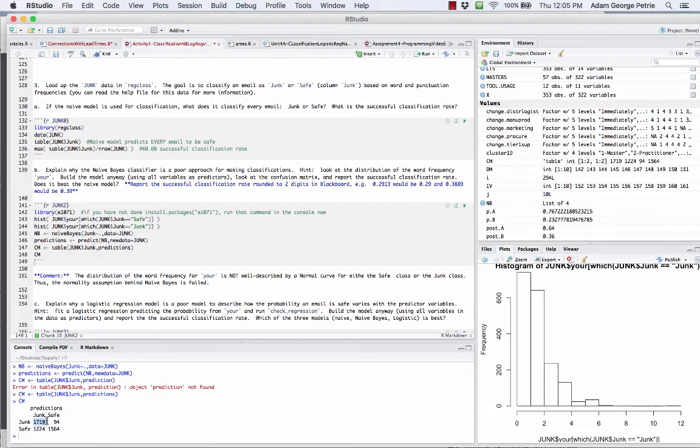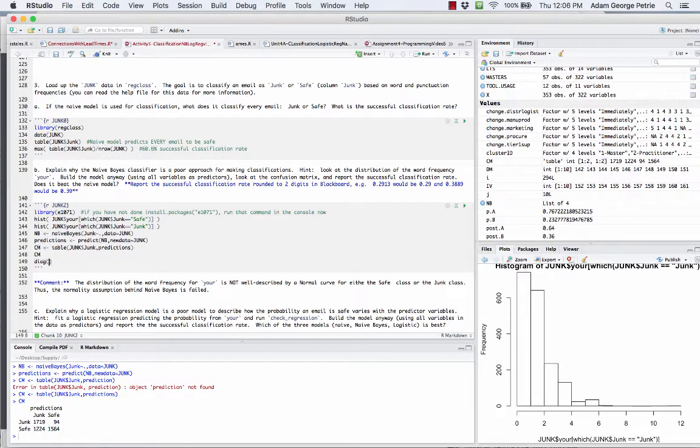All right, so I correctly classified a bunch of stuff as junk. I correctly classified a bunch of stuff as safe. But there's some errors here, the off-diagonal elements. If I want to know what the successful classification rate is, I basically need this number plus this number divided by the number of classifications that I made. I can quickly get that out if I say diag(CM). That gives me the diagonal elements going down and to the right, my successes. So if I take the sum of this vector here and divide by the number of rows of junk, the number of classifications I made, that's going to be my successful classification rate.